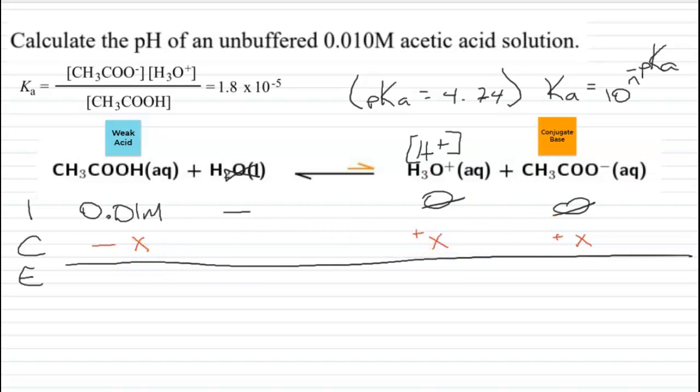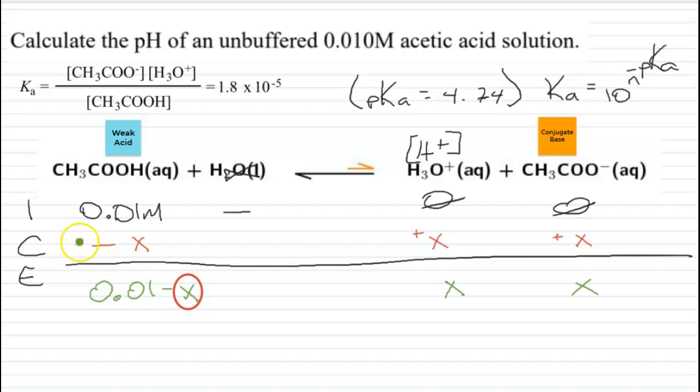After my system reaches equilibrium, remember this is going to reach an equilibrium where the forward and reverse reactions are happening at the same rate, I'm going to have my original concentration, 0.01, but I'm going to subtract the amount of the acid that moved forward to reach equilibrium. So at equilibrium, I have 0.01 minus X. On the other side, I have X amount of the hydrogen ion, and I have X amount of my ethanoate or acetate ion.